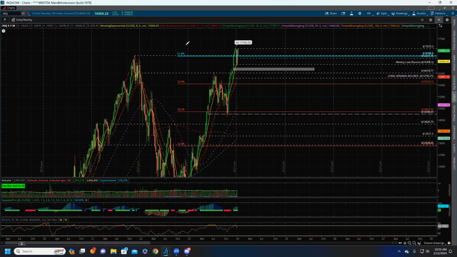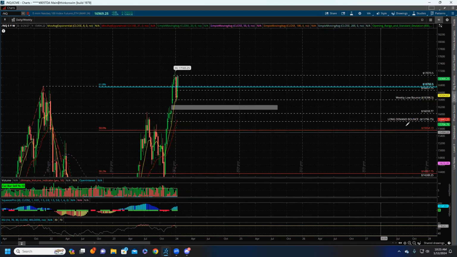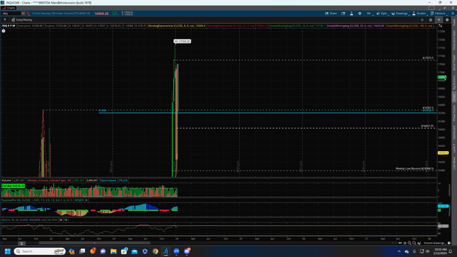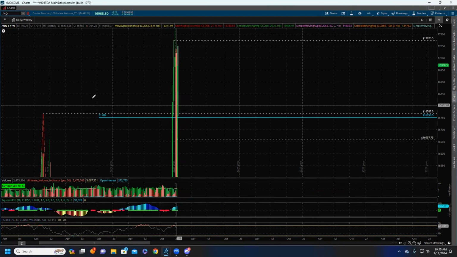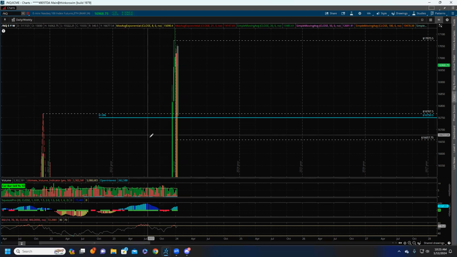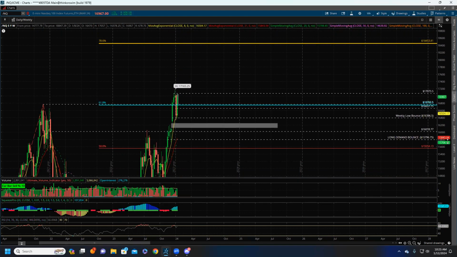And look at the comp, bro. Look at the comp. I mean, look at this, the 61.8 level is like 17 points off. I mean, that's pretty good. I like to see that.